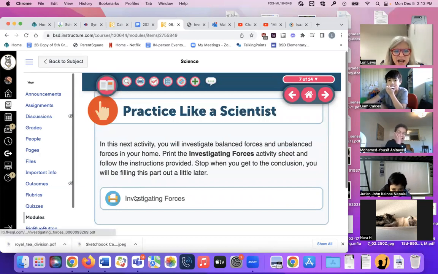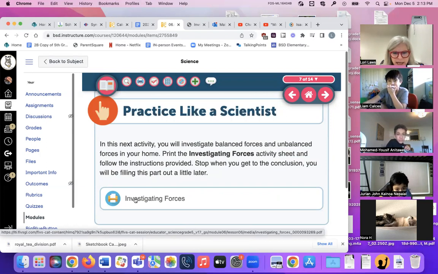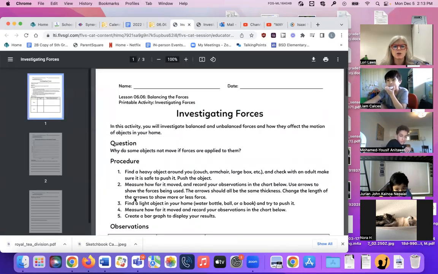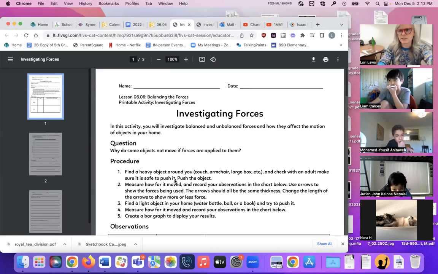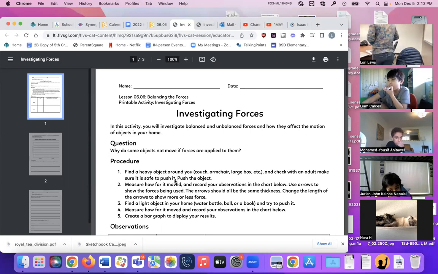Now, I will say this experiment to me is a little bit lame, and you don't have to submit it. So I'm just going to go through it really quickly. It says find some heavy objects and check with an adult. Make sure it's safe to push it. Push the object. So here's a table. Let me push it. No. It's not moving. I guess it's balanced.